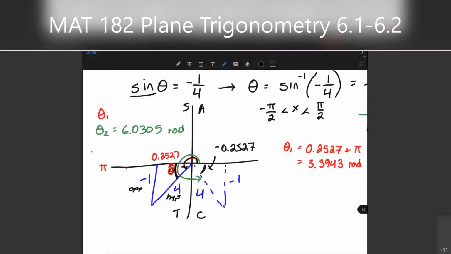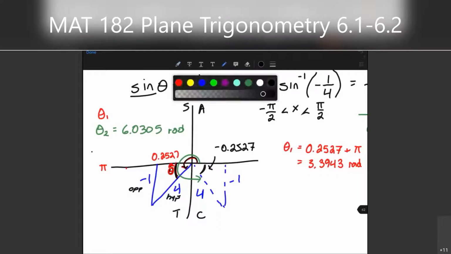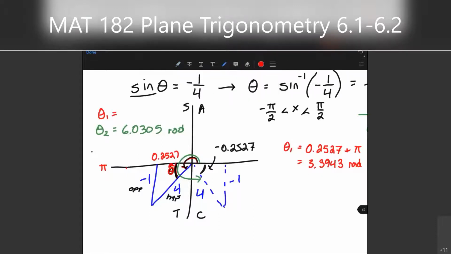But it's the same distance from the other reference angle. So as long as we're going in the counterclockwise direction, we're always going to be adding those components together. All right, and let's jot that down.